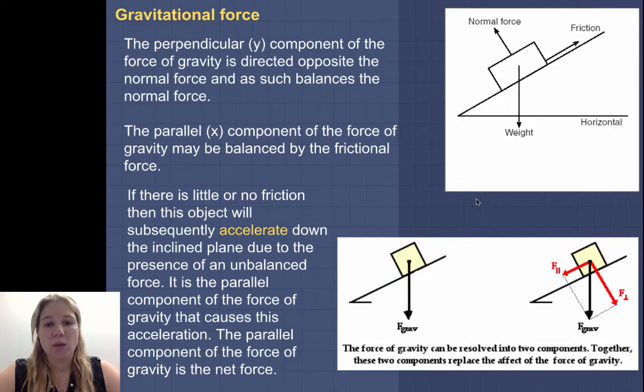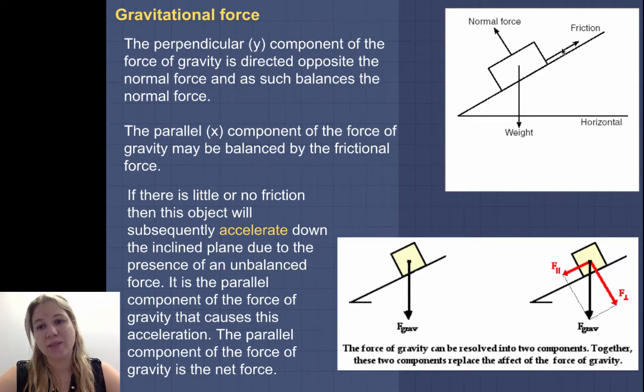The perpendicular or y component of the force of gravity is directed opposite to the normal force, as I just said, and the parallel component is often balanced by the force of friction. Here you can see the normal force, and here's the force of friction, and this would be your x or parallel component of your force of gravity. If there's little or no friction, then the object will slide and accelerate down the inclined plane due to the presence of that unbalanced force. If the forces are balanced, it will stay stationary.